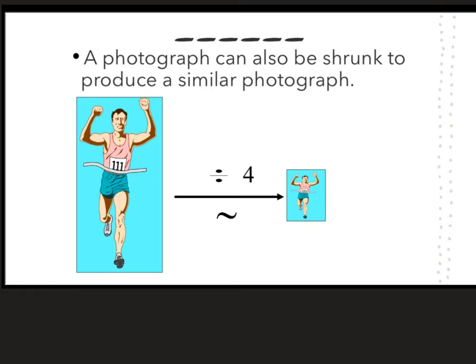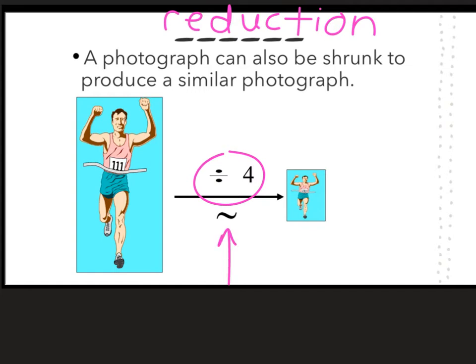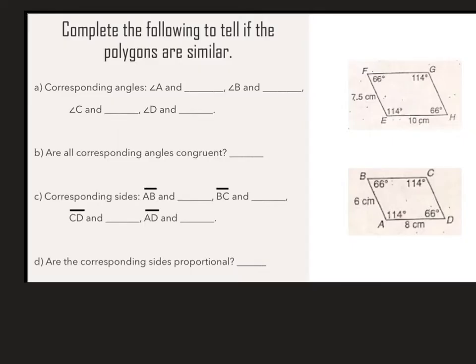Next one, same idea, still dealing with scale factor, except this time we're dealing with reductions. If I reduce something, I take it from something that's larger and reduce it into a smaller image. So in this one, they took our finish line runner and divided it by 4. They reduced the image. It still kept them as similar figures. It is the same exact image, it's just a smaller picture.